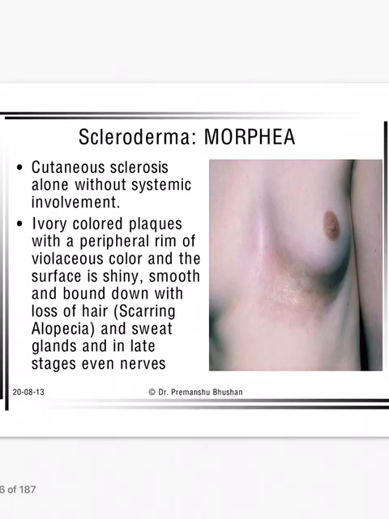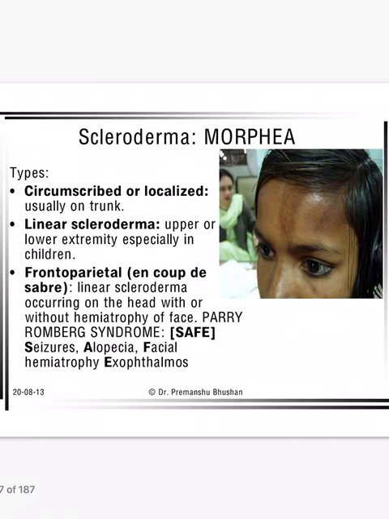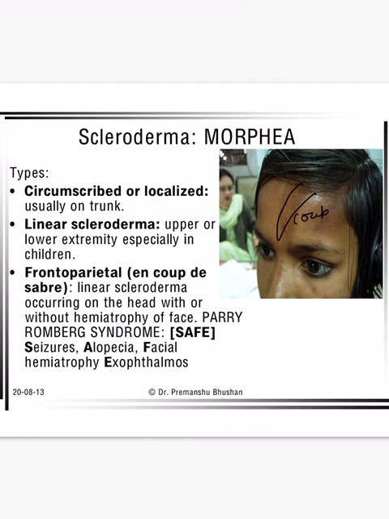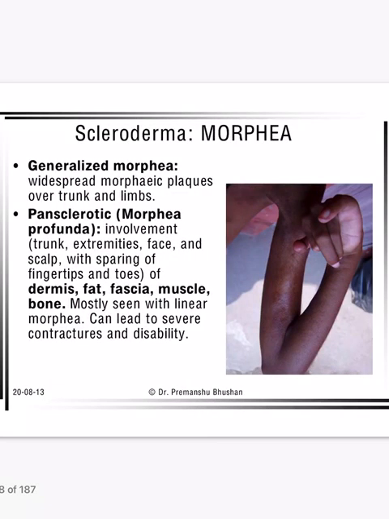So this is discoid lupus erythematosus. Scleroderma photo is shown. This sign is known as the coup de sabre sign. Coup de sabre sign is seen here.